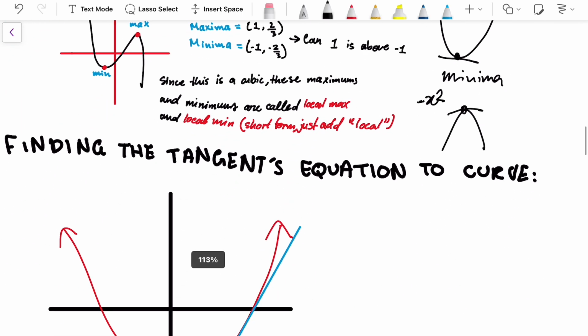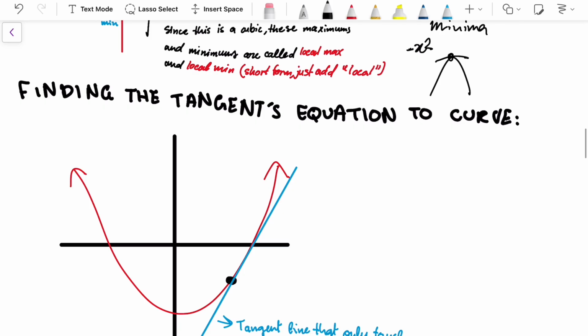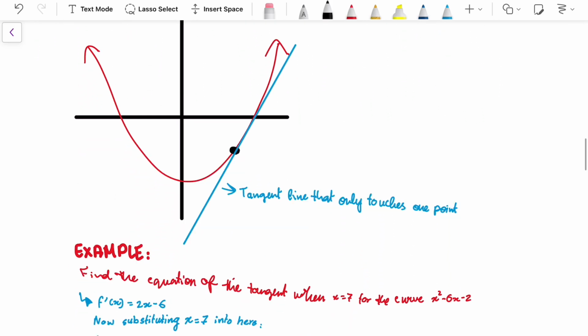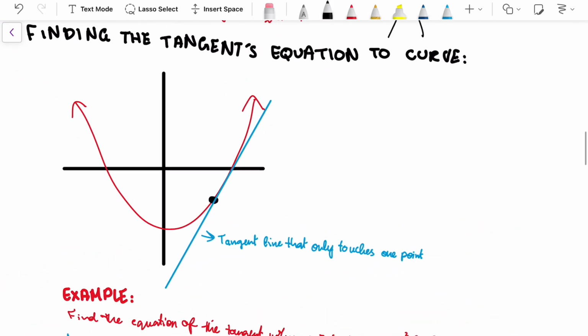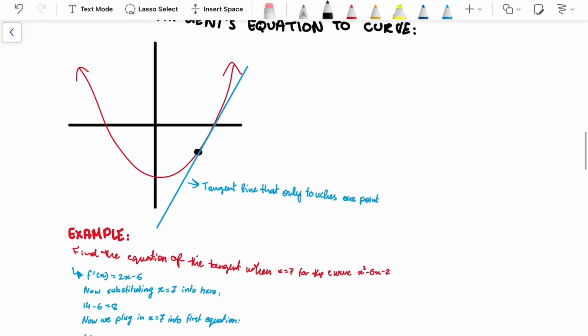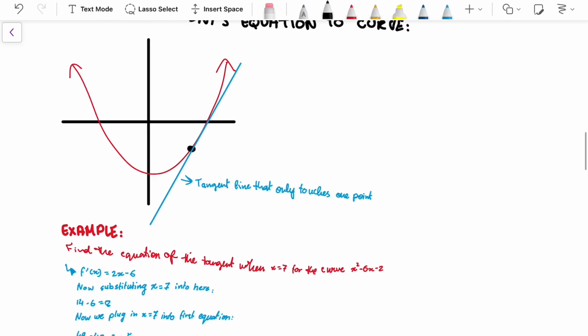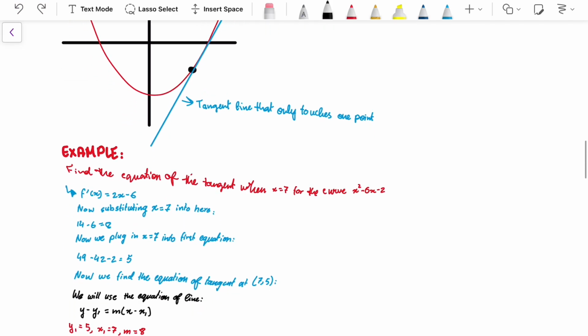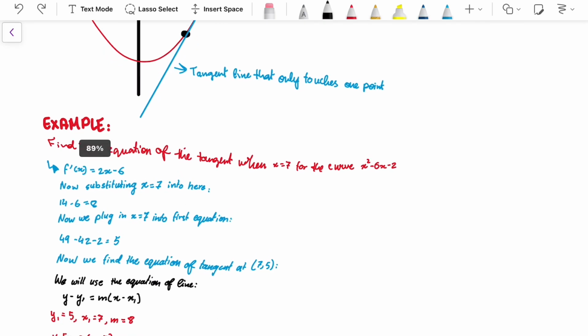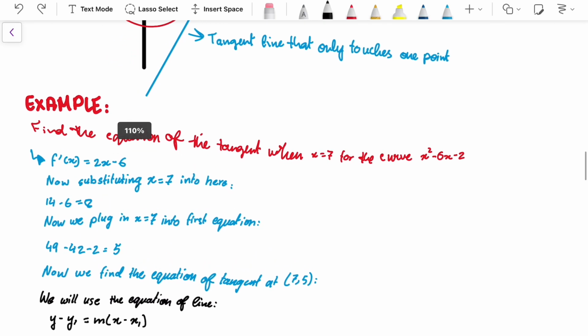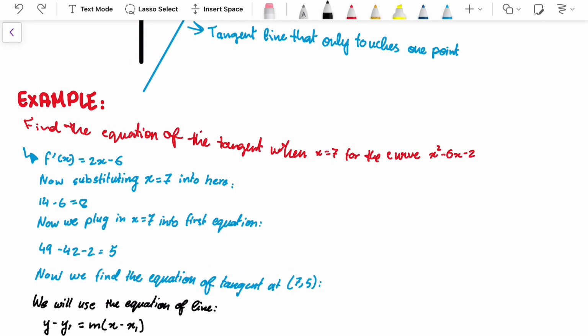Okay, so now finding the tangent's equation to the curve. So if we have got a tangent line and we want to find the equation of this tangent line for this curve, how do we do that? So something to remember, the tangent line only touches one point on the curve, and that is the point we're looking at.